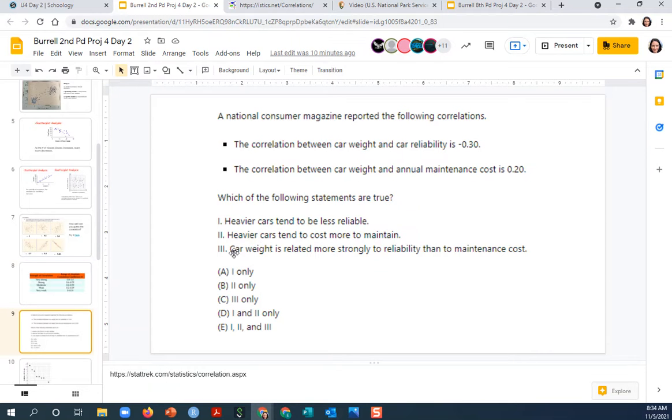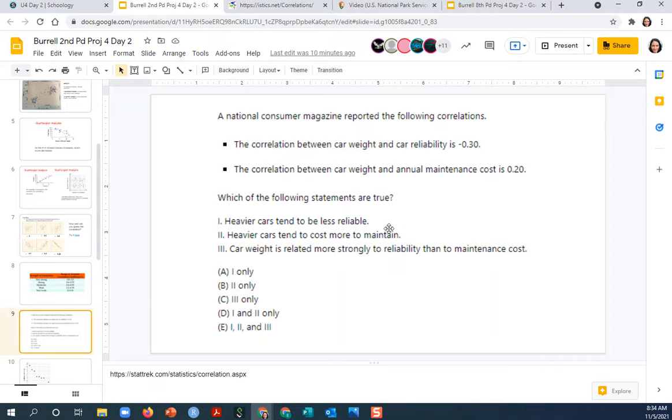Let's see. Car weight is related more strongly to reliability than to maintenance cost. So which one has a stronger reliability here? I'm sorry, a stronger correlation? The reliability one, because this is closer to negative 1 than this is close to positive 1. Or you could say this is farther from 0. So this is the stronger relationship, and that's what it says, right? Yep. All right, so everybody got part of this right.